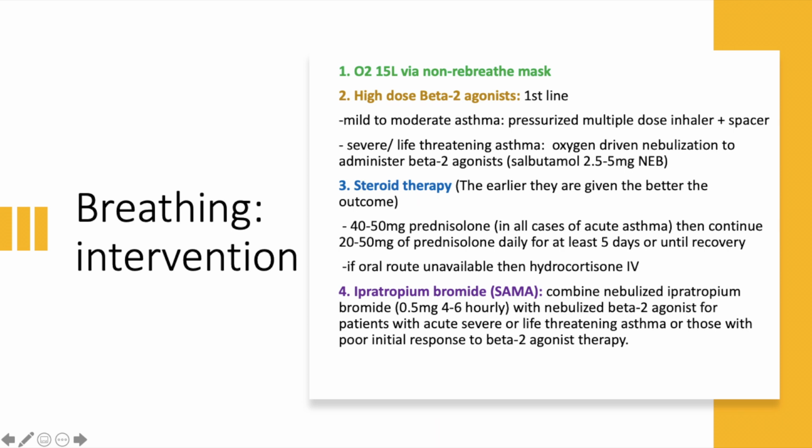If it's mild to moderate asthma, we can give this via a pressurized multiple dose inhaler and spacer. However, if the asthma is severe or life-threatening, we want to give this via oxygen-driven nebulization.